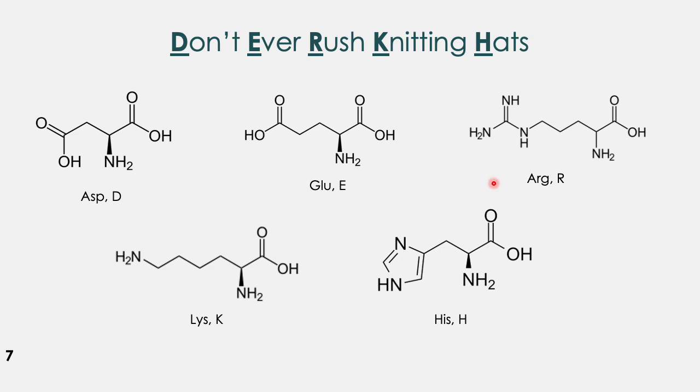Finally, we have our charged amino acids, which along with the polar amino acids are hydrophilic and typically found facing outward at the protein surface. They can be remembered using the mnemonic, "don't ever rush knitting hats." The first 2, glutamic acid and aspartic acid, are negatively charged, and the last 3, arginine, lysine, and histidine, are positively charged in physiological conditions.